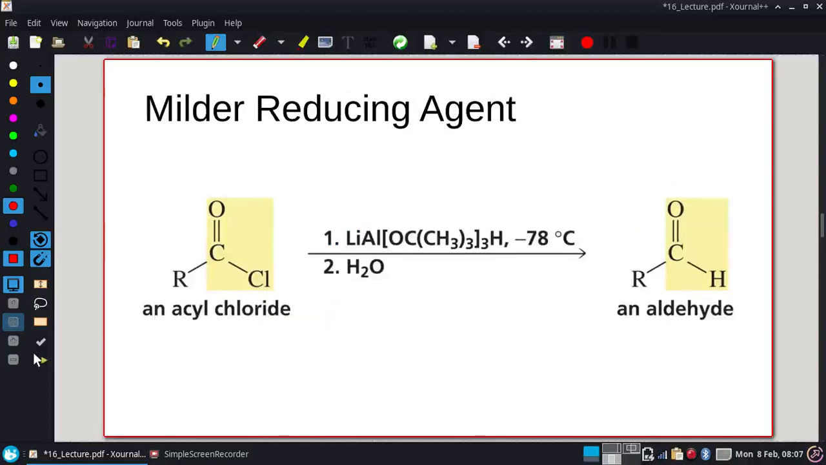All right, now there is a different one that will reduce acetyl chlorides into aldehydes. This is a lithium aluminum tert-butoxy, 3 of those with a proton. It has to be very, very cold, but it will actually stop and only protonate 1 of those. So it'll turn acetyl chloride into an aldehyde.